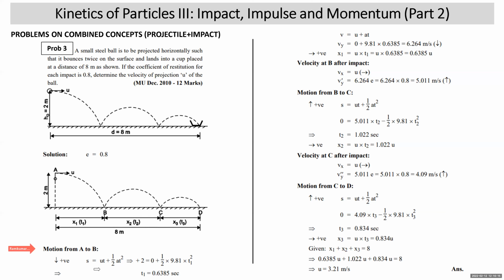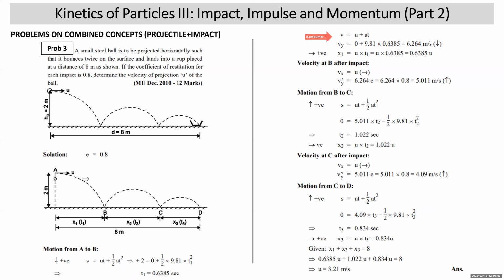First, we take vertical motion. S is equal to ut plus half g t squared. S is 2 meters. The vertical component of velocity at A is 0, plus half into g into t1 squared, where g is the acceleration due to gravity. You get the value of t1 as 0.6385 second. Now we get the vertical component of velocity using v is equal to u plus gt. V is vy, since we are taking vertical motion. That is 0 plus 9.81 into 0.6385, which comes to 6.264 meters per second.